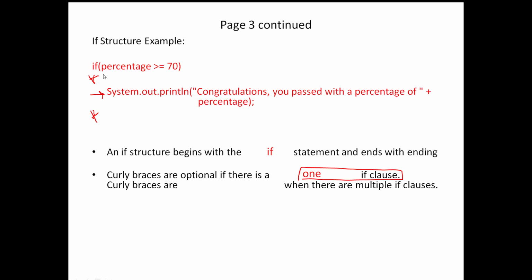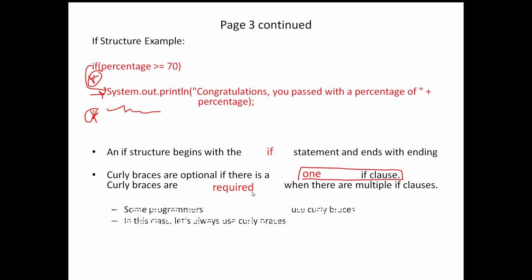If somebody programs something and they don't have curly braces, the only thing that the computer will do if this is true is it will do the first statement it sees. After that, it will not. That will not be part of the if structure. Curly braces are required, however, when there are multiple clauses. So if we had more than one statement, then we would have to include the curly braces in there.